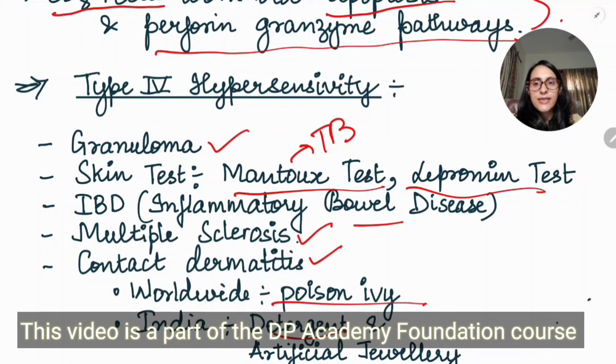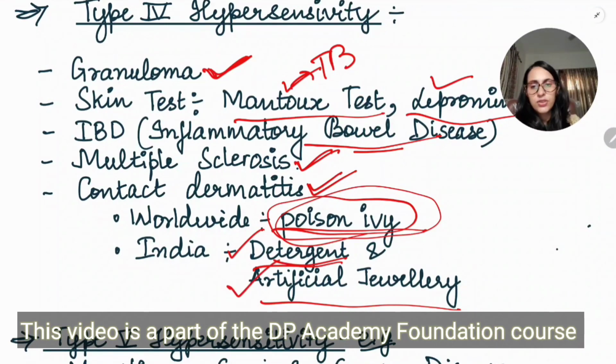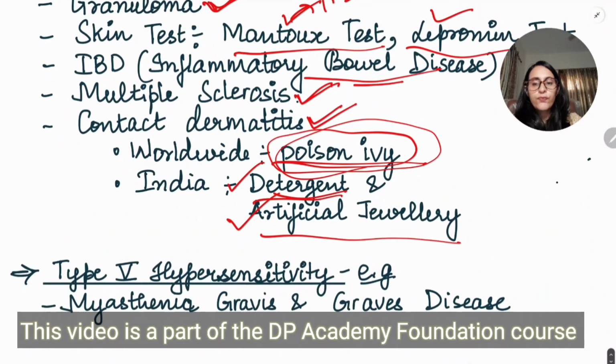So type 4 hypersensitivity examples include granuloma. Granuloma formation is because of the interferon gamma that is released by T helper cell type 1. Or skin tests such as the Mantoux test, lepromin test, inflammatory bowel disease, multiple sclerosis, contact dermatitis. Contact dermatitis worldwide is from poison ivy, a plant poison. But here in India, we have contact dermatitis either due to detergent or due to artificial jewelry. So this covers type 4 hypersensitivity.